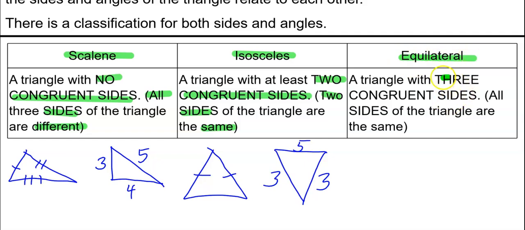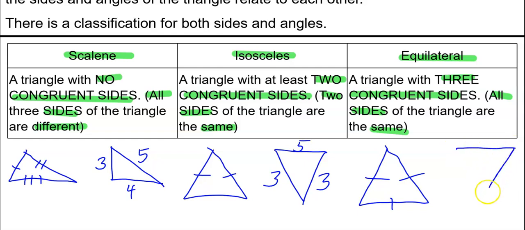Equilateral means that we have three congruent sides. All sides are the same in an equilateral triangle. Equilateral means the same. So I would give you a triangle that looks like this, and every side will have the same number of congruent ticks. Or I can give you a triangle where every side is the same length this way, 3, 3, and 3, however that works for you.